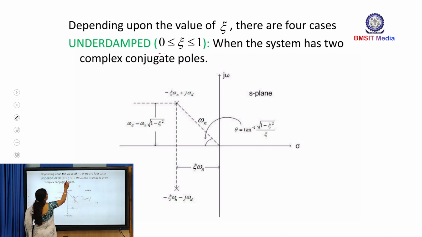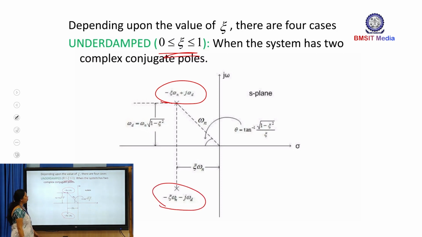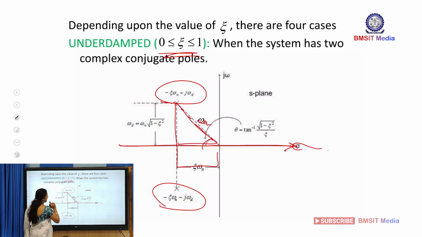Now under this condition, if I draw the graph, where are the two values that I will be getting? Minus zeta omega n plus j omega d and minus zeta omega n minus j omega d are the two values that I will be getting. And if this is my function with respect to delta, if I form a triangle here, then this will be my omega n value and this will be my omega d value, which is omega n into root of 1 minus zeta square.